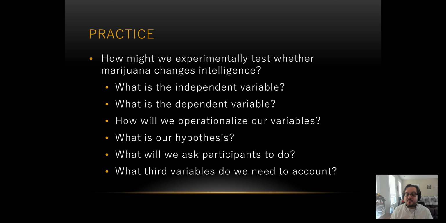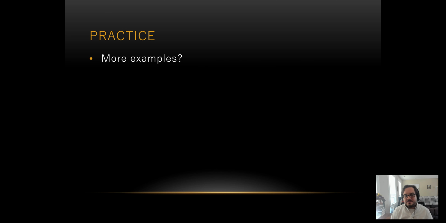And again, think about what third variables may exist. Is there some other reason that ingesting THC and having a particular IQ score would be connected to one another? Something that you have not accounted for. Be sure to think this through when you are designing your own experiments.